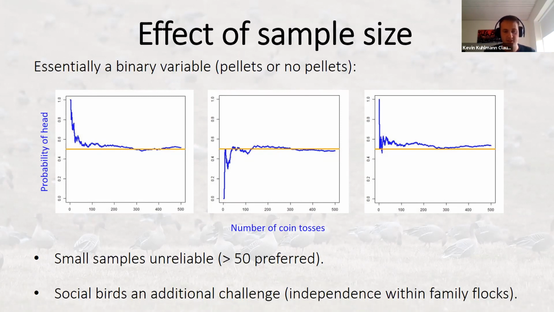For social birds such as geese, swans, cranes, there's an additional challenge of the independence of single birds, especially when these come in family flocks. It's easy to imagine that the 2 individuals in a pair are not independent when it comes to the history of hunting they've experienced. But still, with these limitations, a sample size of 50 birds should get you far.